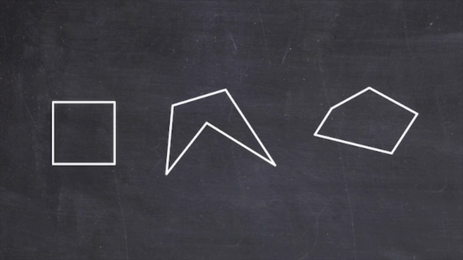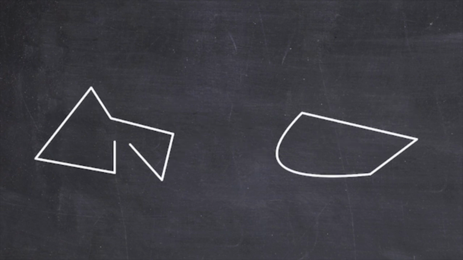Parallel and perpendicular lines will come into play in some of the shapes we are going to talk about right now. A polygon is a closed shape made up of line segments that we call sides. Below, we've drawn some polygons.